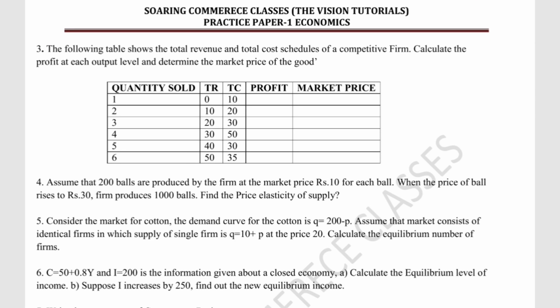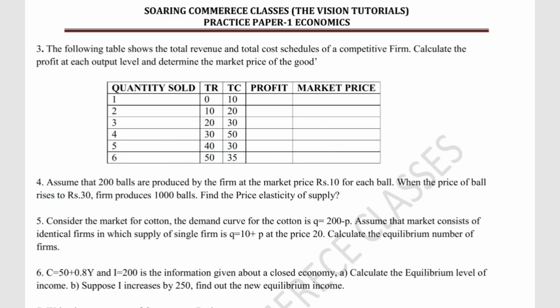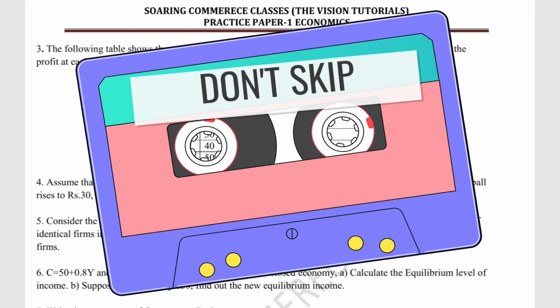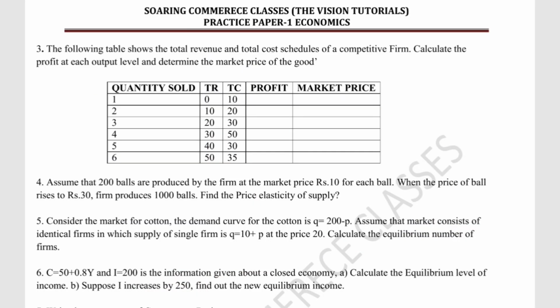So the next problematic question has been taken from theory under perfect competition. Look here, the first problematic question. The following table shows the total revenue and total cost schedule of a competitive firm. Calculate the profit at each output level. Determine the market price of the good. Okay, we need to calculate the profit and the market price.